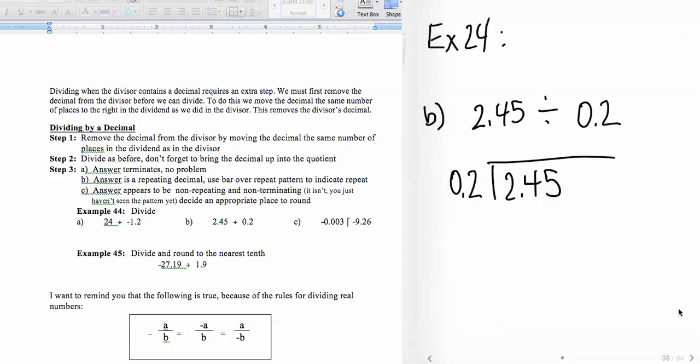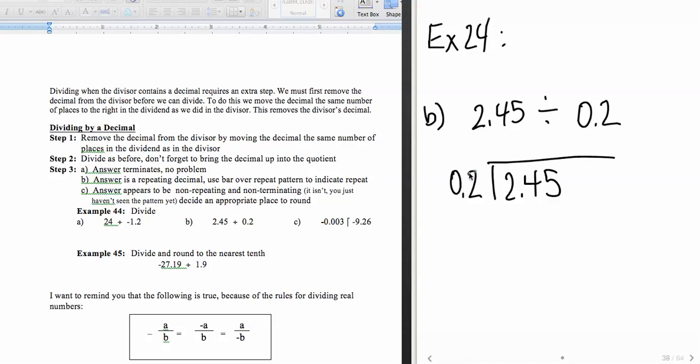Our next problem, we have a 2.5 divided by a 0.2. So positive answer, of course, positive divided by a positive. We're going to move this decimal one place this way, so it moves one place this way in the dividend and comes up into the quotient here.